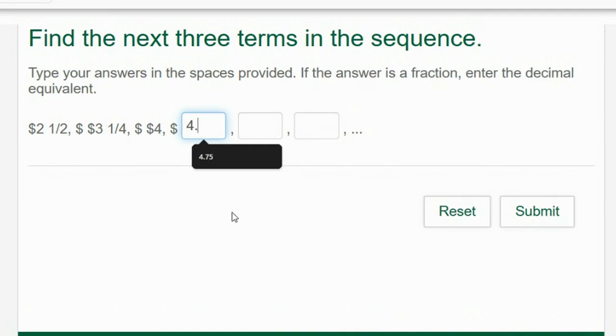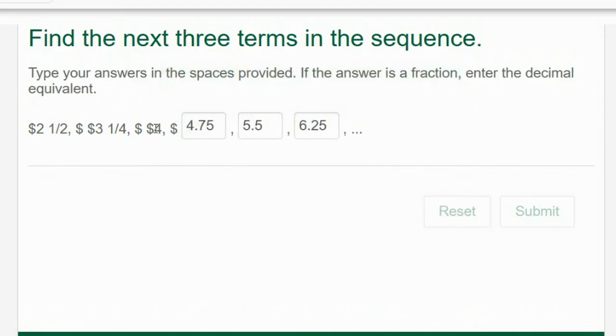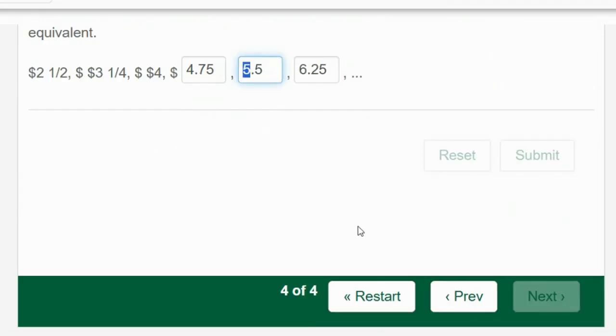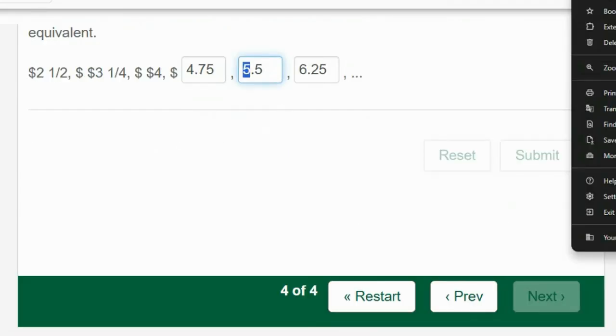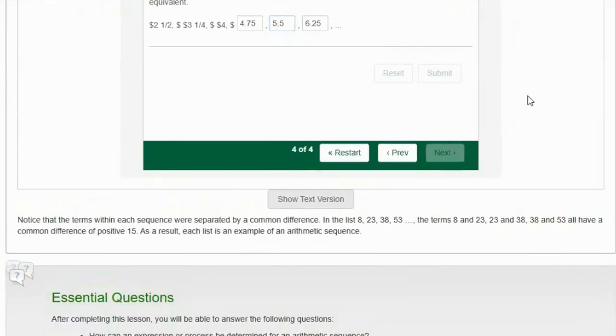All right, 4.75. I'm seeing 5.5, 6.25. All right, let's see. There it is. So we're adding 75 cents each time. Adding 75 cents. The third number was $4, so we went to $4.75, $5.50. All right. Good job. We got there. We got a little confused from time to time, but we made it.